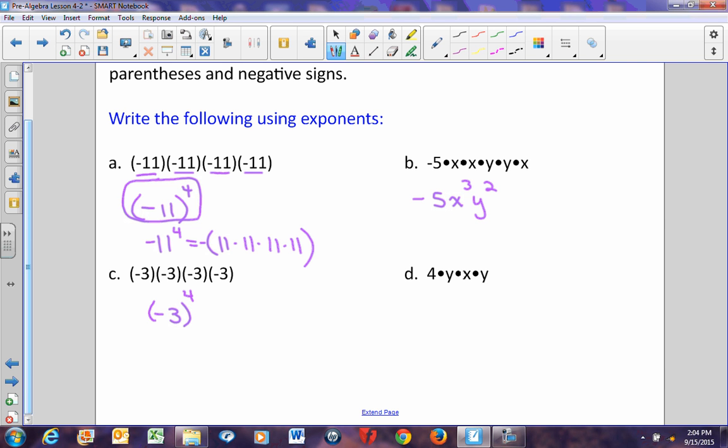Number 4, here we have 4y times x times y. So this is 4. We have 1 x and 2 y's, so it's 4x times y to the 2nd. And we don't need any multiplication symbols because variables next to each other imply multiplication.